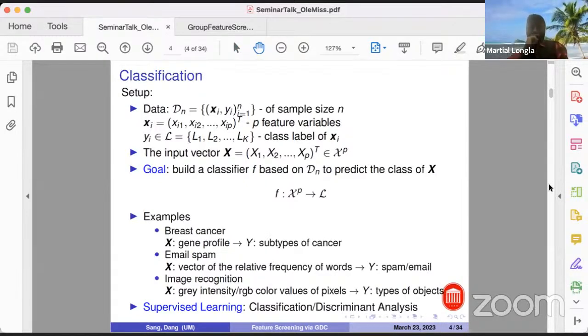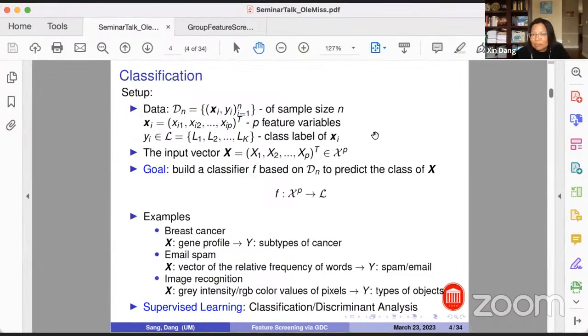So, classification. We have the data xi, yi and sample size n. The x is p features, or p predictors, so it's p-dimensional. Y is the label. We have k labels. That's your data, and you use your data to predict the label of a new input vector. You build the classifier based on your data and try to predict the class of your input vector.